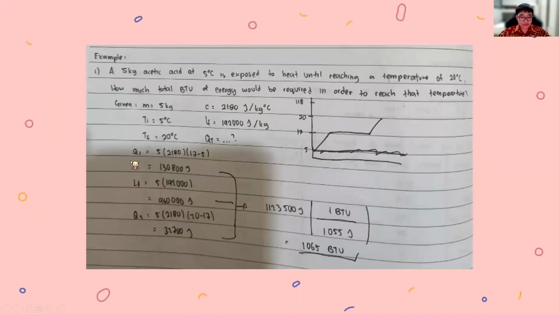Then for Q1, the formula is Q equals mc times the change in temperature, and you plug in the numbers. For the latent heat, the formula is the mass times the constant for each substance. For the third stage, it's still the same as the first formula. And then we can get it in joules and convert, and we can get 1065 BTU.